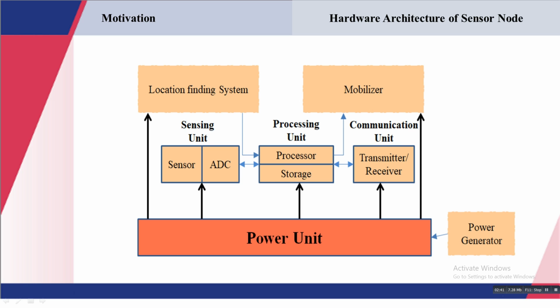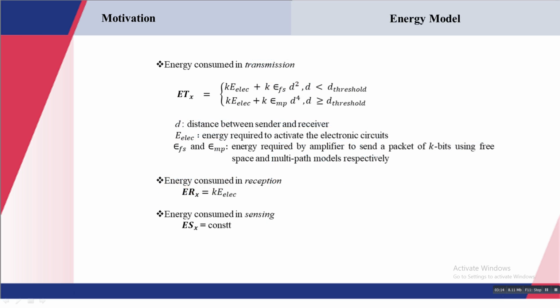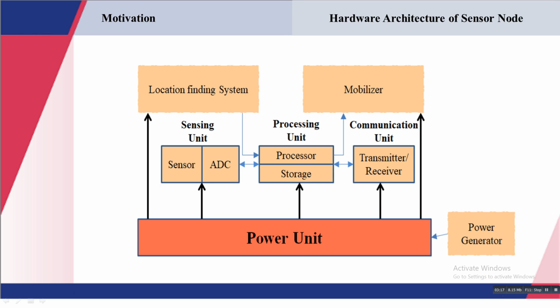A processing unit helps in processing the data which has been collected by the sensor node from the environment, like data aggregation and so on. The communication unit helps in transmitting and receiving data. The power unit consists of a battery which has a very limited lifetime. This power unit supplies energy to the rest of the units for their proper functioning. Here in this figure, we can see that all these units are working with the help of the power unit.